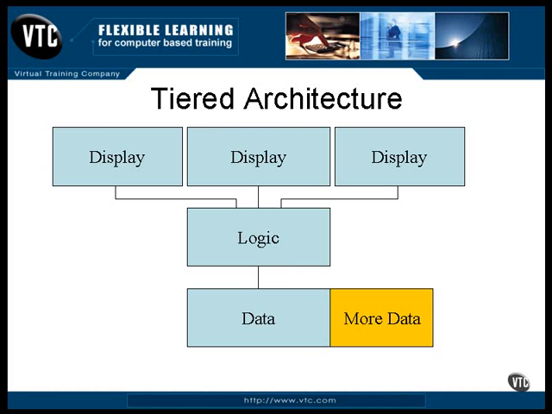J2EE is lots of different things. Its various parts can be used at different places in a tiered architecture. As you become familiar with it, you'll see how it can be used not only to construct different elements at different levels, but it can also be used to set the levels up so they can talk to one another.